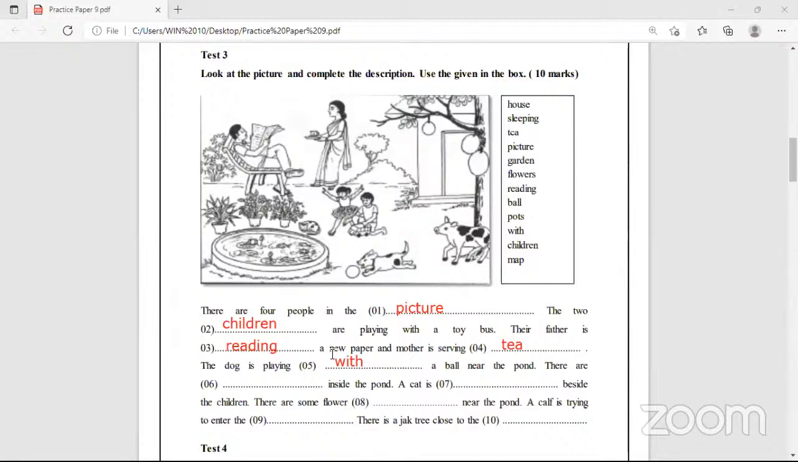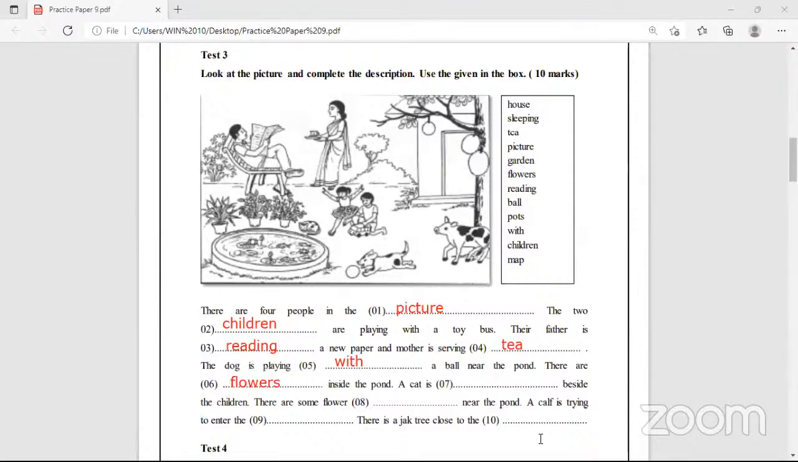There are blank inside the pond, right? When we concern about the pond, we can see some flowers. So the answer for the sixth blank: there are some flowers in the pond, inside the pond.